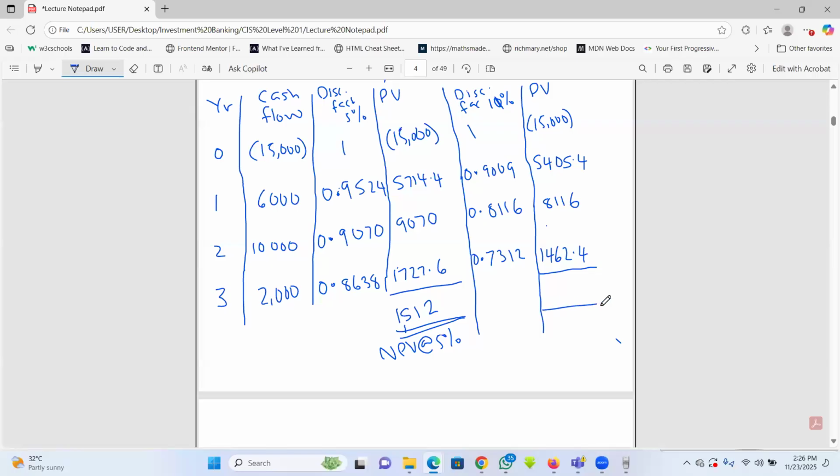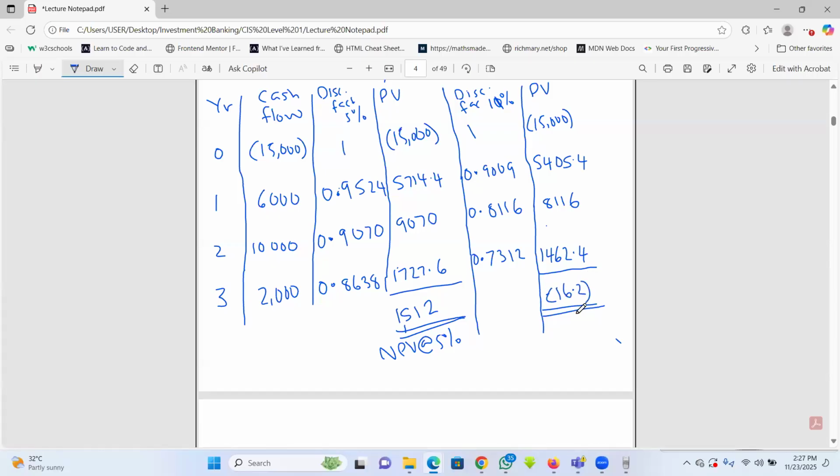So let's add up. Remember, you add this up and you take your 15 away from me. What does that give us? You guys should always come to class with your calculator so as to get familiar with it, as you'll be using it in the exam. Minus 16.2. Negative 16.2.